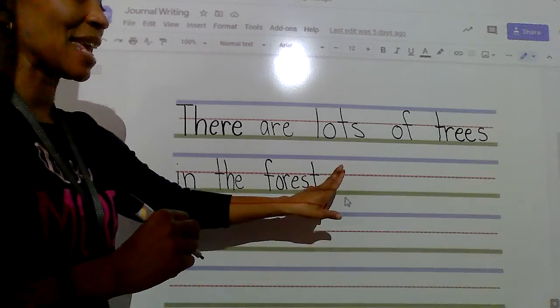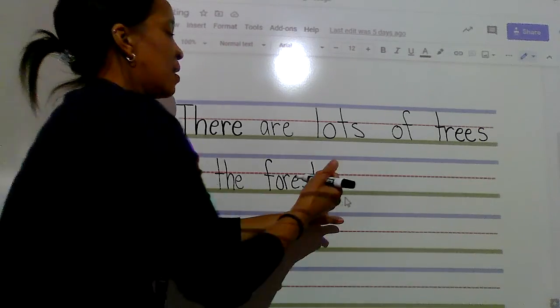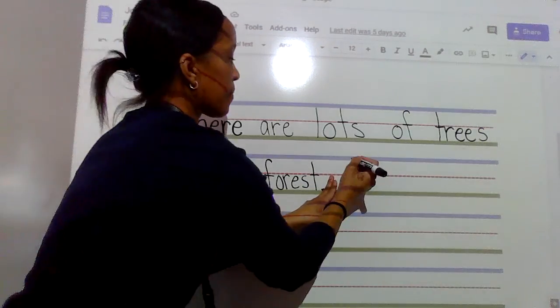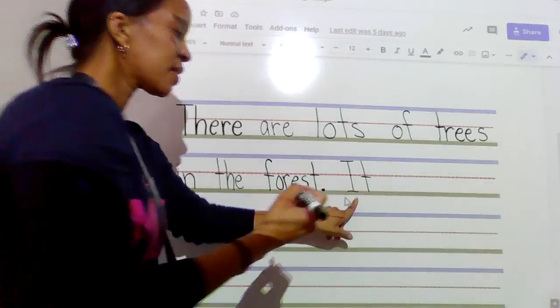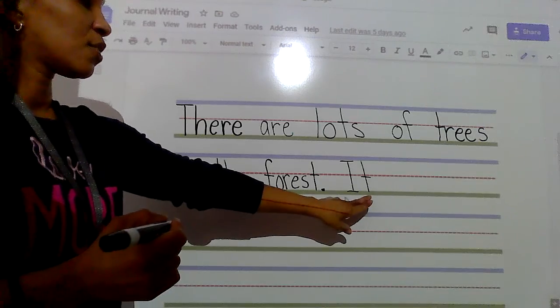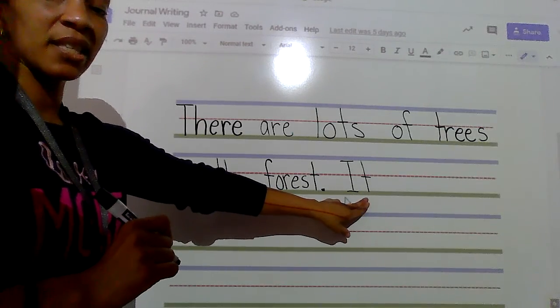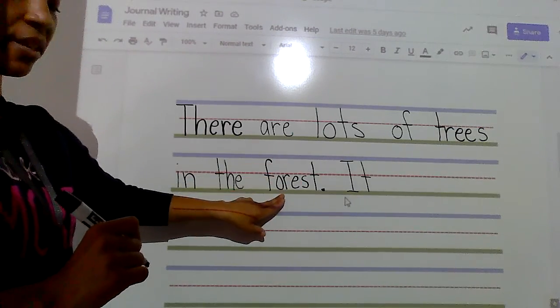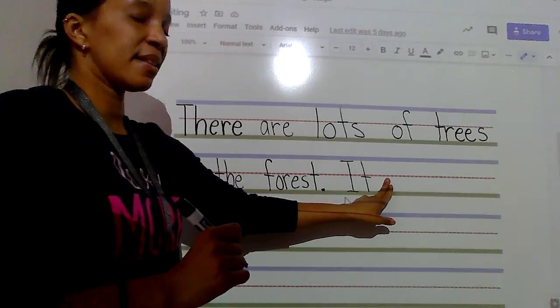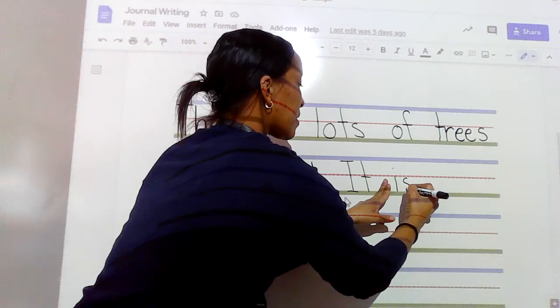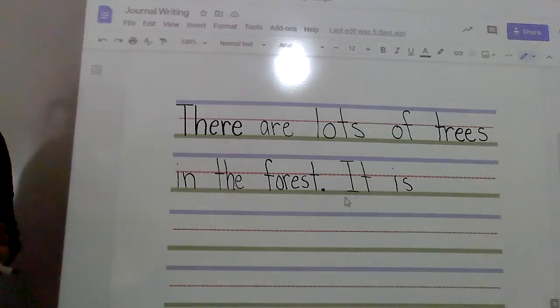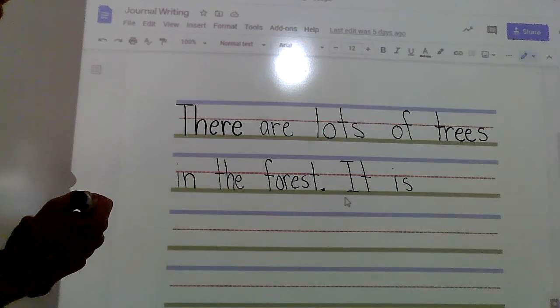Ooh, hopefully you're saying it. I'm going to use the pronoun it, which is also a power word. I, T. Notice I'm using an uppercase letter because it's a new sentence. So it is a pronoun. It is replacing the noun forest. It is, yell it out, I-S.